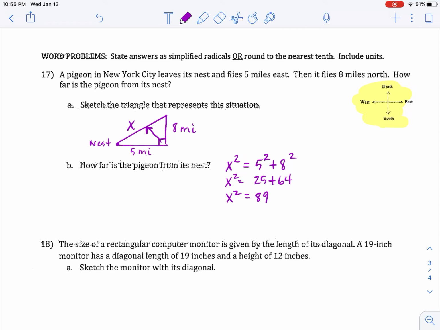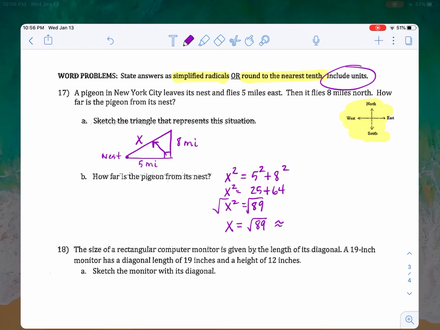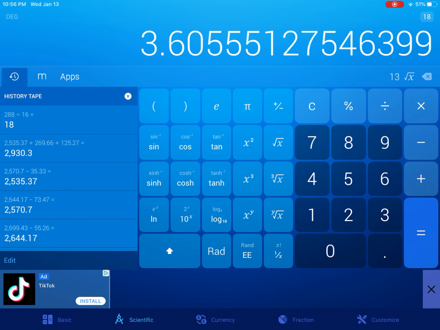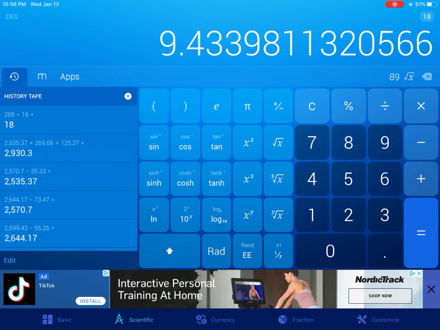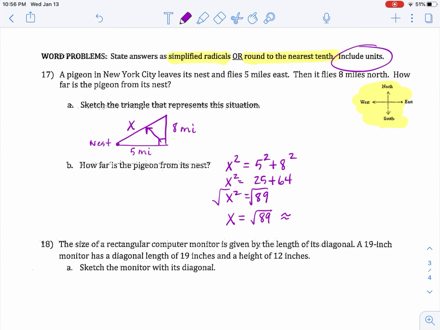On word problems, I really don't care if you want to give me the simplified radical or round to the nearest tenth, but what I do care about is if you include units. You'll get a half a point for your units. And so let's actually finish it by taking the square root. If you want to leave it as square root of 89, that's fine. Or if you want to get your calculator out and actually take square root of 89, you'll get 9.4. And so you could turn that into 9.4 or leave it as the square root of 89. Again, I don't care. You could see what I highlighted in yellow in the directions. It says either way. But what I do care about is units. So put the miles on there.